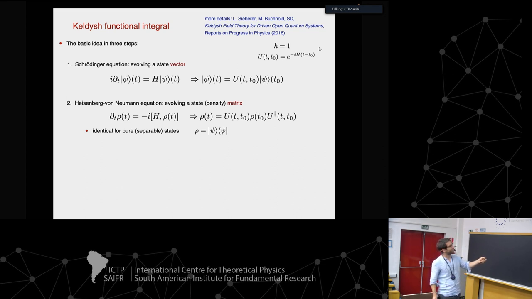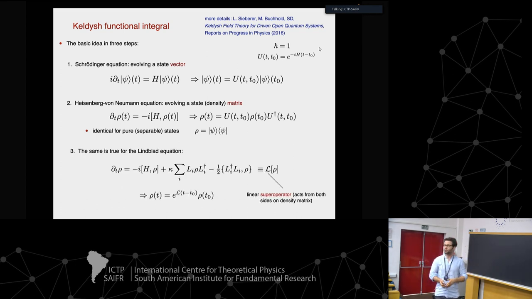Instead of evolving a vector, an object with one index, you can see here we are evolving a matrix, an object with two indices. So if we want to integrate this equation, you see the structure of a matrix evolution: each of the indices of this matrix has to transform with either U or U dagger.